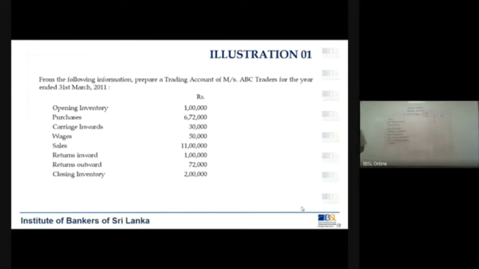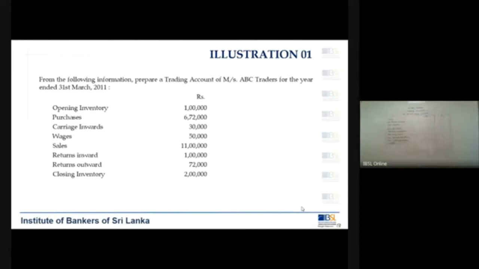Okay, so you have to remember, in examination they might give you salaries as well as wages. If they say salaries and wages, then you can put it under administrative, no problem. But if wages are given separately, then it is appropriate for you to put it under the cost of sales, not under administrative.